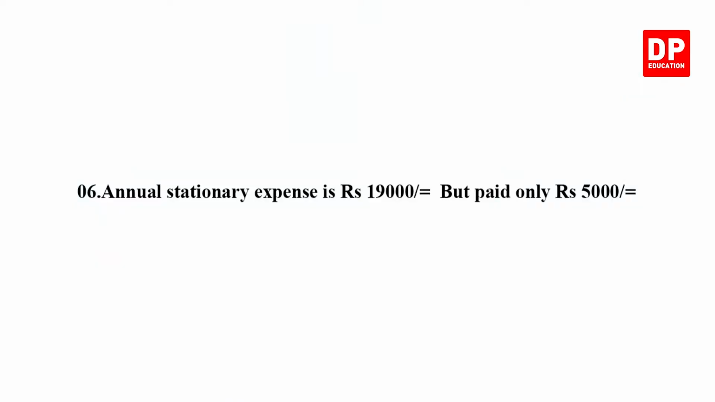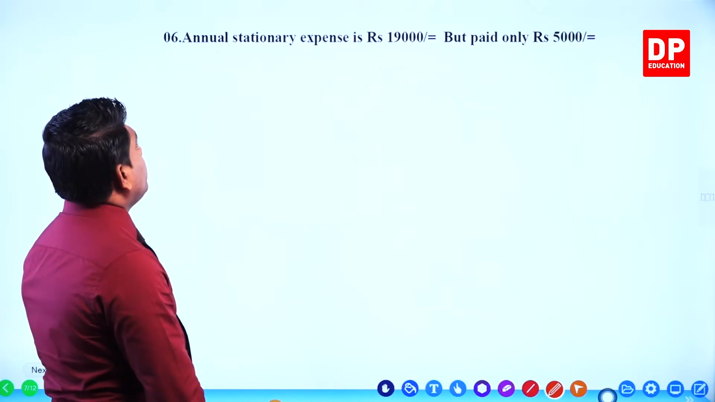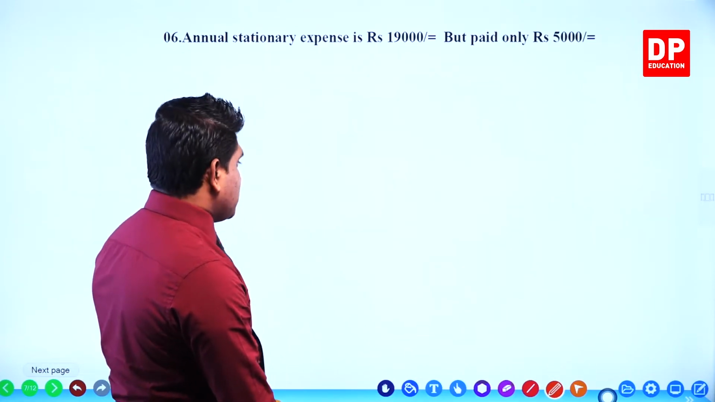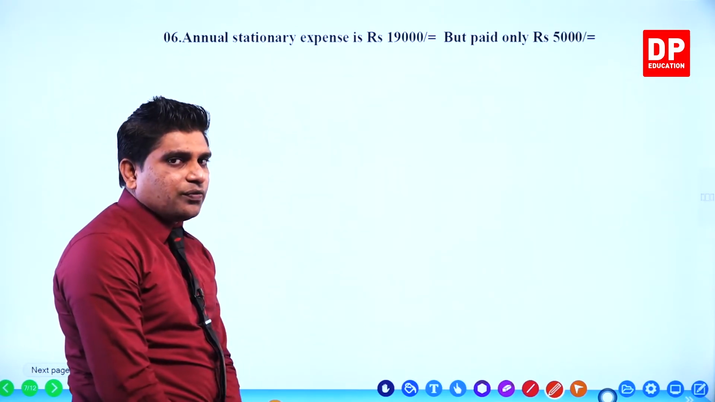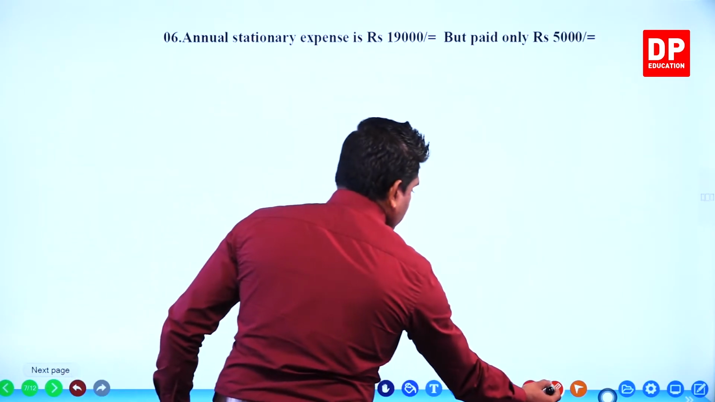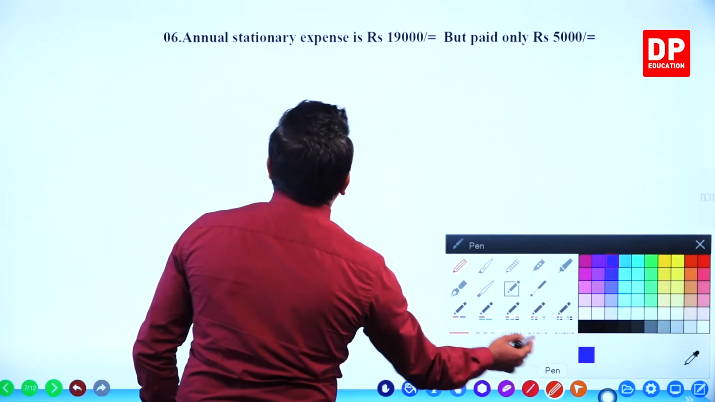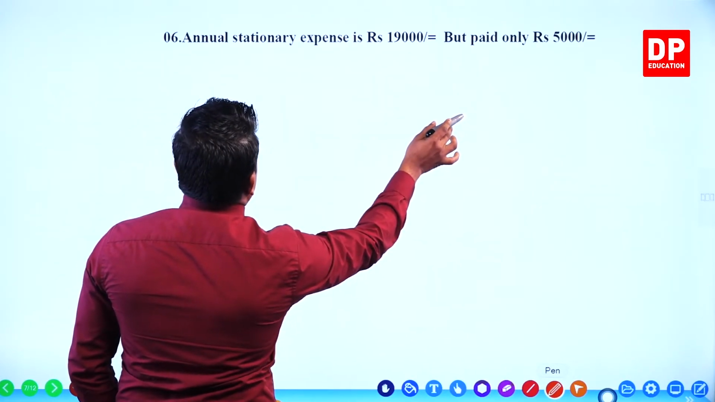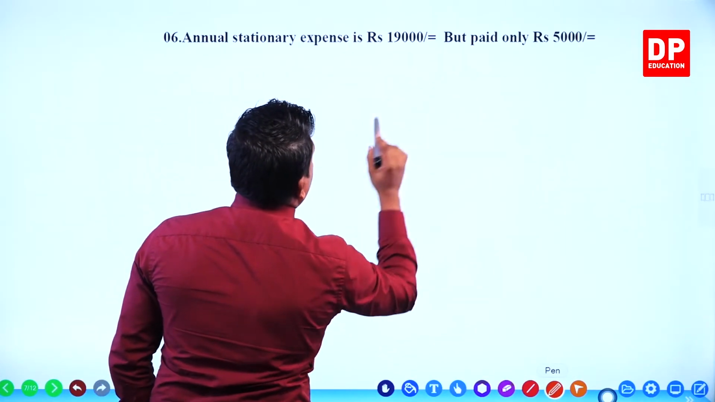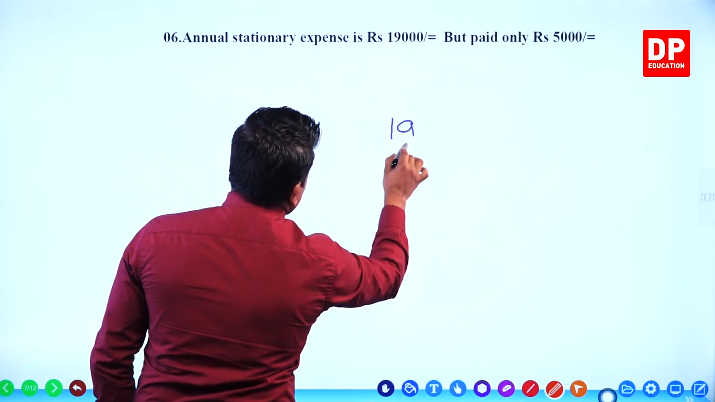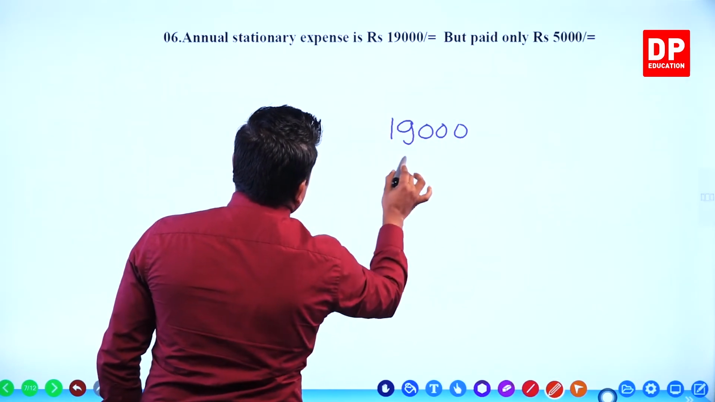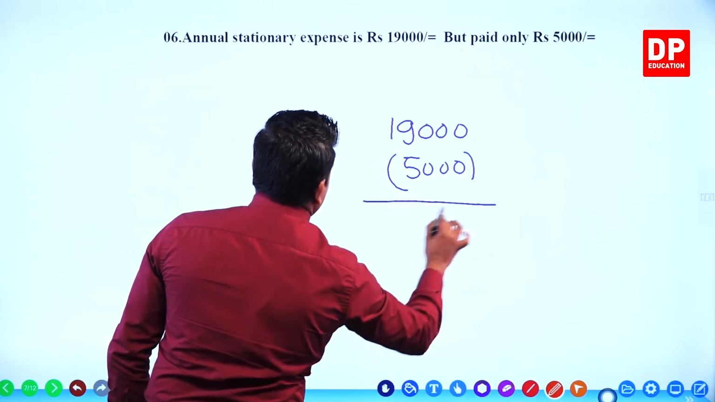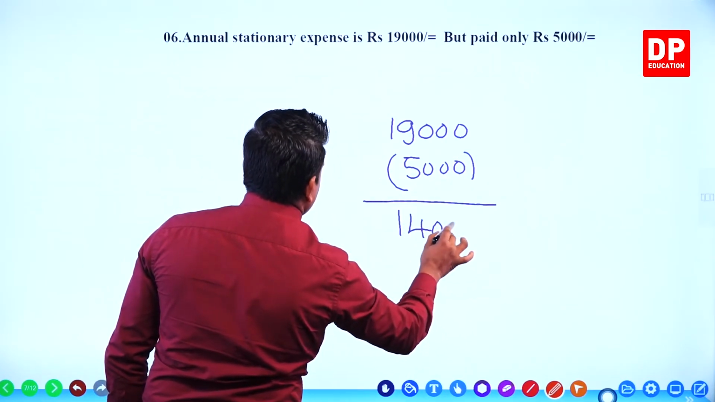Then the next one, annual stationery expense is 19,000 but paid only 5,000. I'll do the calculation only for this one. It's easy for you. Annual stationery expense 19,000 is the full amount, but they paid only 5,000. How much do you want to pay? 14,000 to be paid.